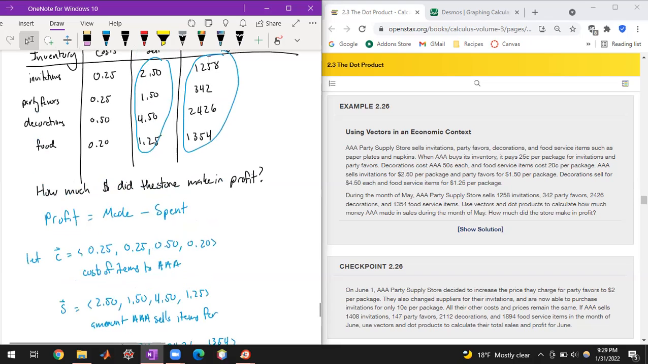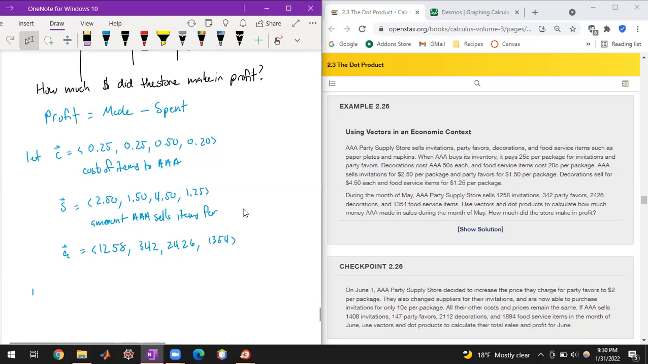If I was interested in figuring out how much money they spent buying invitations, I would do the 1258 times the 0.25. And if I wanted to know how much money they made selling invitations, I would do the 1258 times the 2.50. So throughout all the different items, what I have here is a dot product between the quantity and the costs, and the quantity and the sold price. If I'm interested in the profit, then I want to take how much money I've made and subtract off how much I've spent.